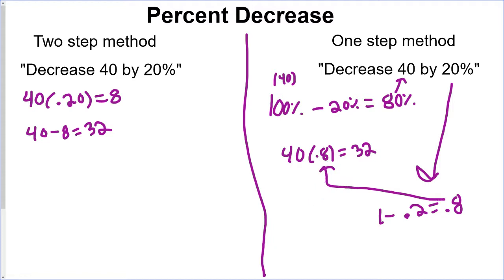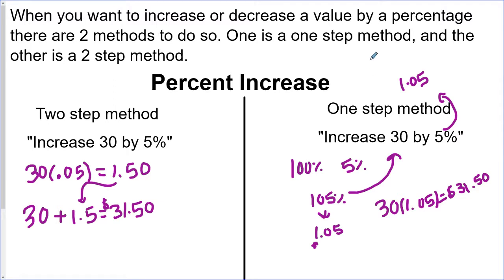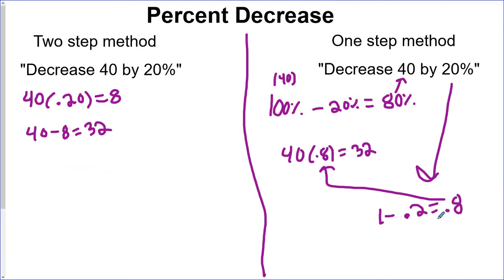So for percent increase, we did 1 plus 0.05, 1 plus our percent increase to get our multiplier. For a percent decrease, we do 1 minus that, because again, it's a decrease, not an increase. But this method here gets you the leftovers, which is what you're really looking for. That's why it's a one-step method here, because you're looking for what's left over rather than what's the actual decrease to go about it. So again, a little bit more difficult to understand, but it saves you a step.